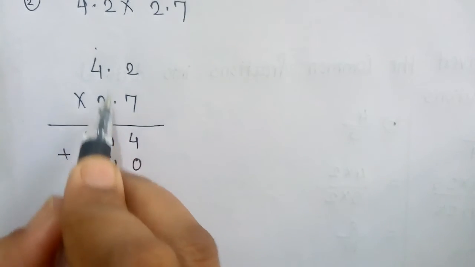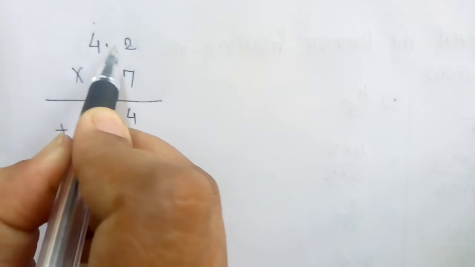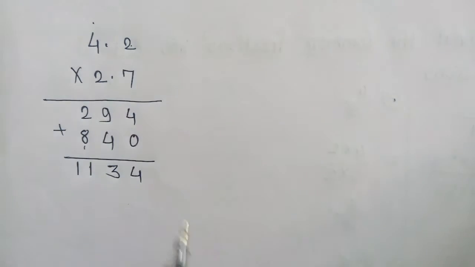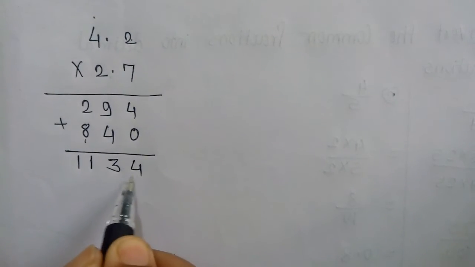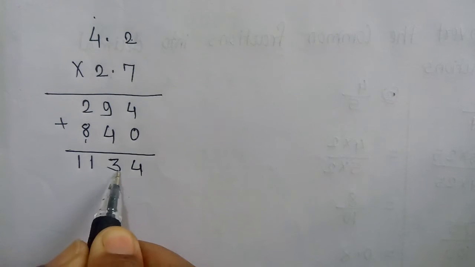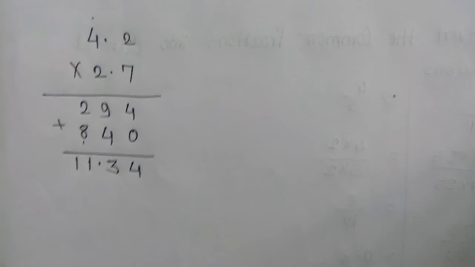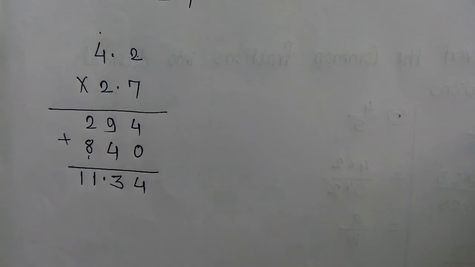But now we have to think about these decimal points. Here before one place the point is there, and here also before one place the point is there. Total how many places are there? 2. So for the answer we will also leave 2 places. This is 1, 2 and here we will give the point. Answer is 11.34. This is the simple method of multiplication. Only how to give the decimal point, that we learned.